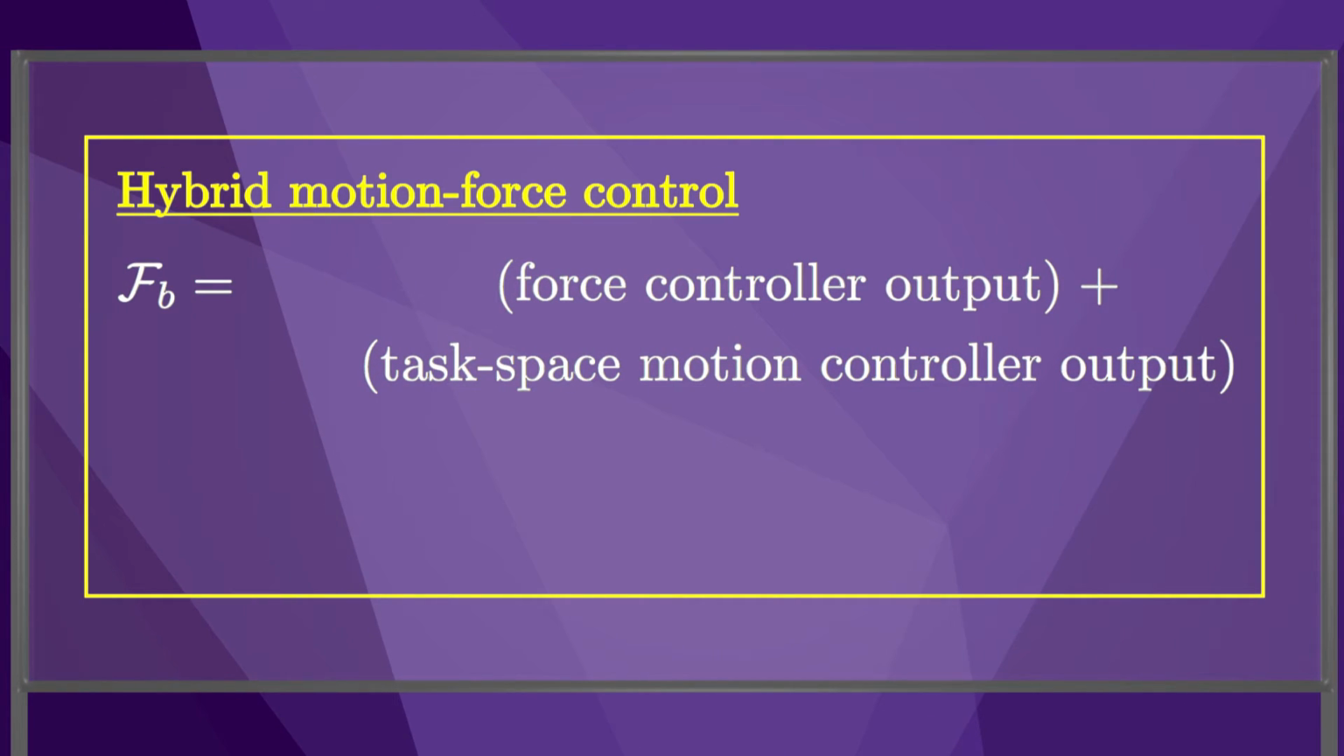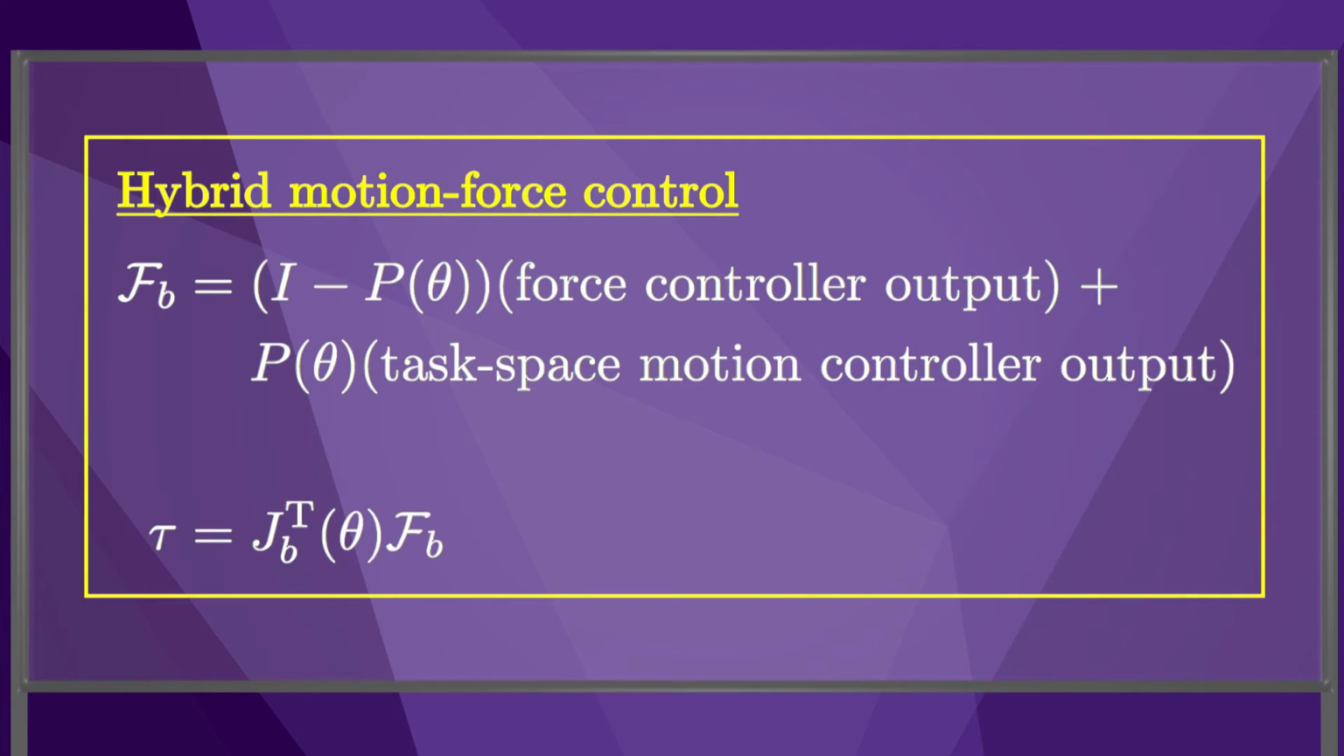The wrench created by the end effector is the sum of the wrench specified by the force control law, as we studied in the last video, and the wrench specified by the task space motion control law, but only after those wrenches have been projected to their appropriate subspaces. This allows you to design the force and motion control laws as if each is acting independently, because we use the projection P to throw away any wrench components specified by the motion controller that would cause constraint forces, and we use the projection I minus P to throw away any wrench components specified by the force controller that would cause motion of the robot. Once we've calculated the end effector wrench FB, we calculate the commanded joint forces and torques using the Jacobian transpose.